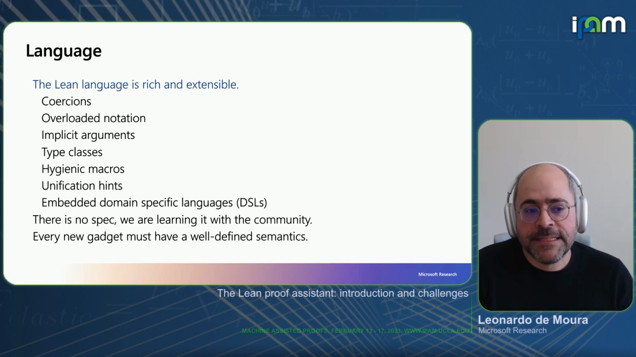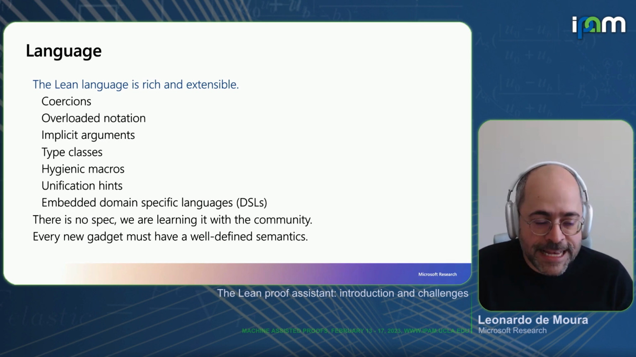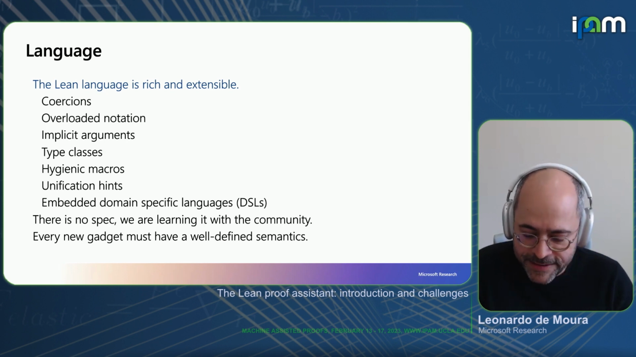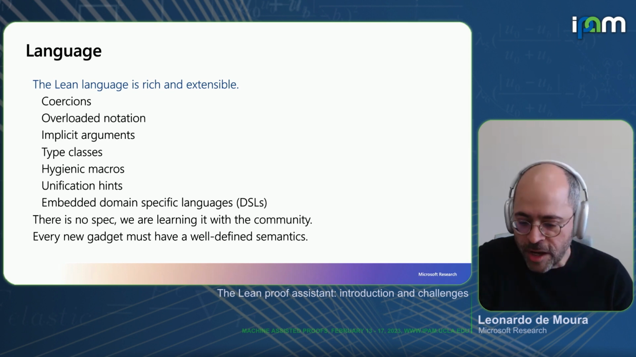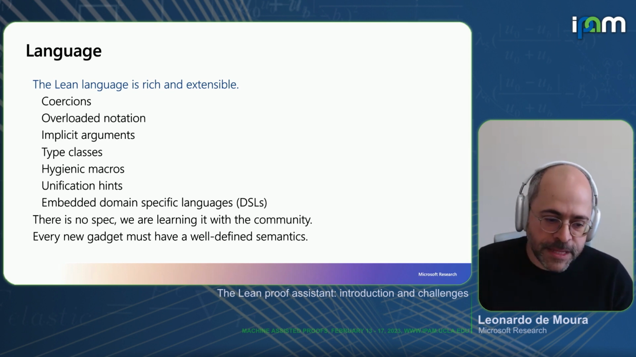The Lean language is rich and extensible, and has many different features. I think Andre yesterday gave a nice talk about, I think he called it the vernacular, where you have coercions, overloaded annotations, type classes. There's a lot of machinery, right? This is on top of the foundations.